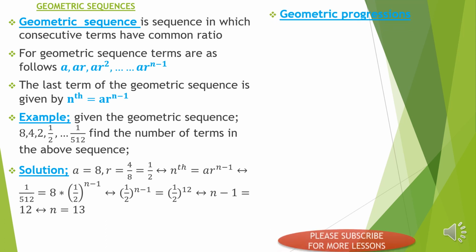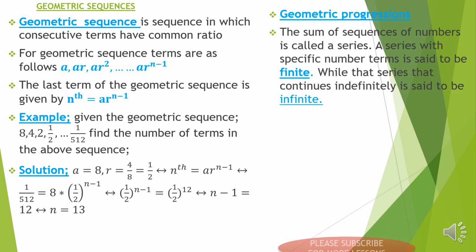Now, there are other aspects under this one which we call the geometric progression, and we want to see what it is and how to go about it. Realize that the sum of the terms of a sequence is called a series. So if you sum individual terms in a sequence, then you get what we call a series. A series with a specific number of terms, like 5, 10, 20, we refer to as a finite series.